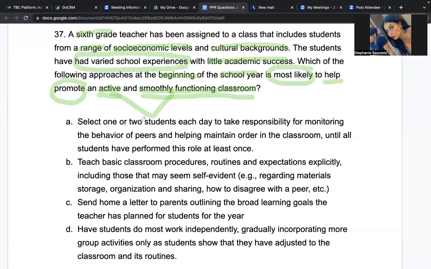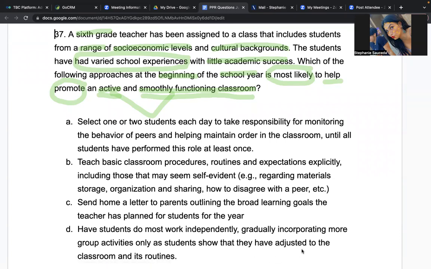So sometimes they give you an answer choice that would be great for having them active, but it's not going to make it function. Or maybe it's great for making it function, but it's not going to be very active. And we want it to promote both an active and smoothly functioning classroom, right? For this diverse population. So in summary, we're looking for an approach at the start of the year to help have an active, smoothly functioning classroom for the diverse sixth graders.